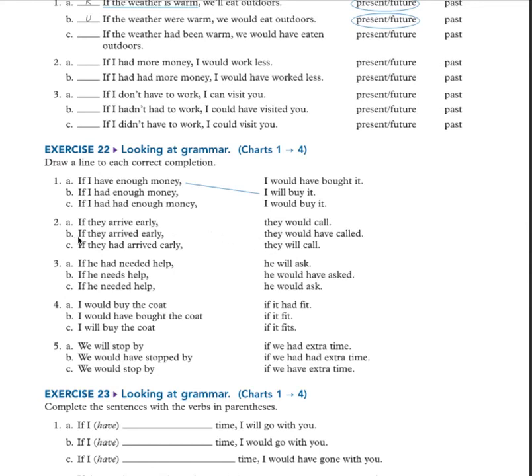B. If they arrived early. Okay? If they arrived early, here look at the verb. Simple past. So here you're going to find would or could in the simple form of the verb in the result clause. They would call. So if they arrived early, they would call.